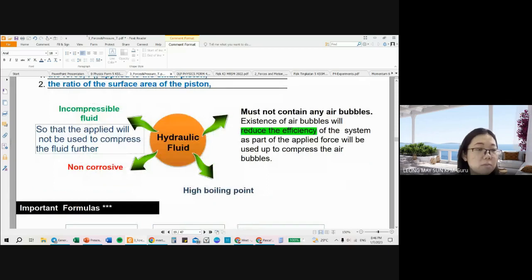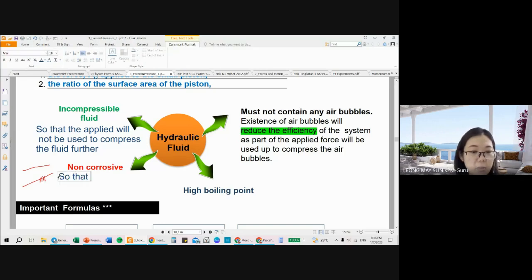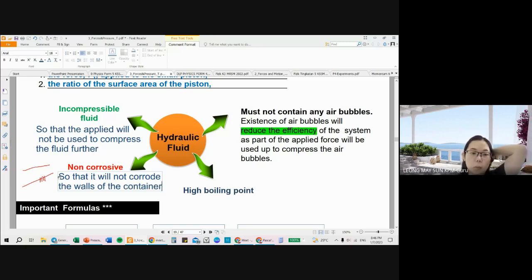Non-corrosive. Now, corrosive actually means menghakis in BM. Non-corrosive is needed because sometimes if it's an acidic liquid, when it's interacting with metal, it actually corrodes the metal. So hydraulic fluid cannot be a corrosive fluid, so that it will not corrode the metal structure, or the walls of the container. So this one is more general.